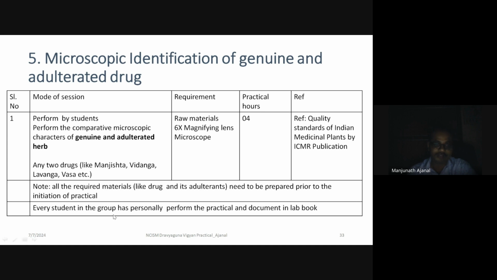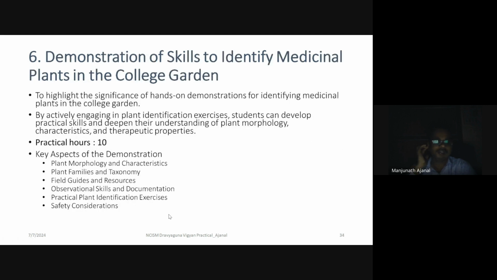Every student in the group has personally performed the practical and documented it in the lab book. And the next practical is demonstration of skill to identify medicinal plants in the college garden. Here the college garden plants, the drugs listed in the syllabus, the 97 drugs, need to be identified. By actively engaging in the plant identification exercise, students can develop practical skill and deepen their understanding of plant morphology, characteristics and therapeutic properties.